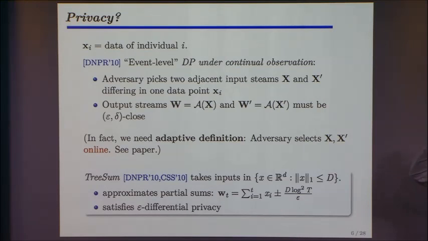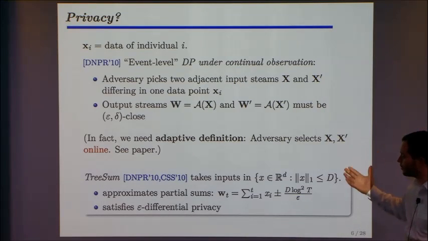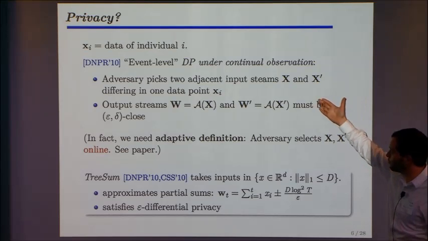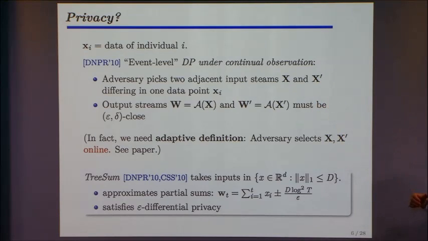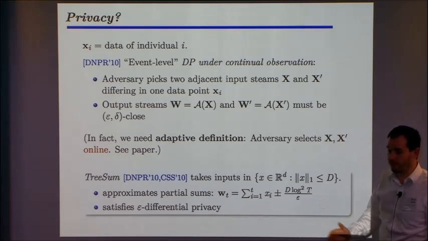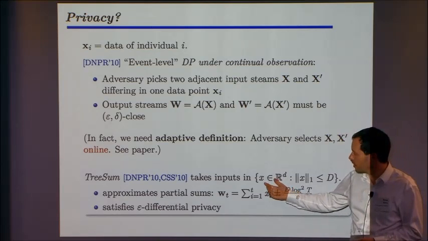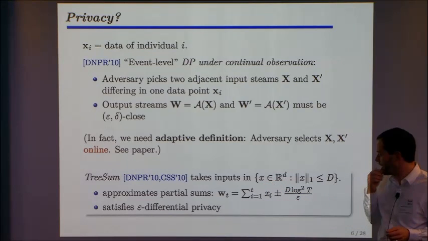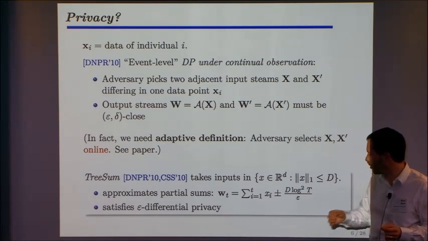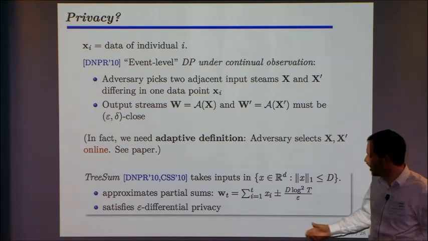Okay? And just one useful thing to know is that there's one algorithm for this model that is actually private in both models, and that comes up a lot in these continual observation settings, and we're going to use it too. So basically, it's an algorithm for evaluating prefix sums. So imagine that the input is a stream of real vectors, and I want to approximate all the partial sums.